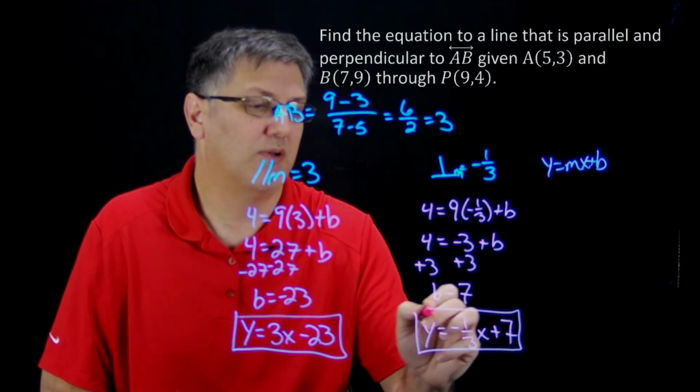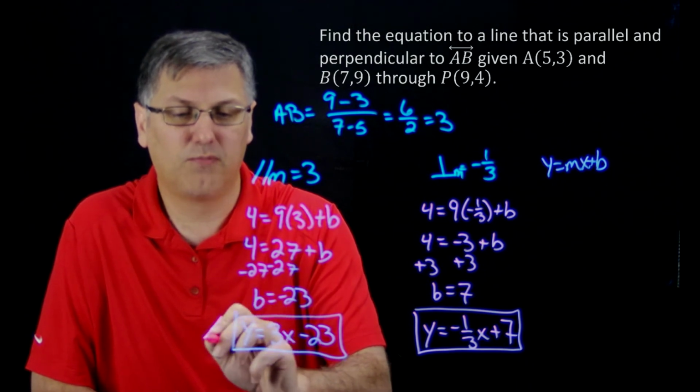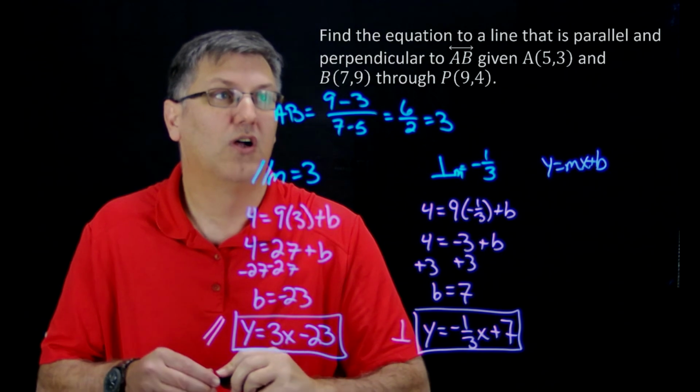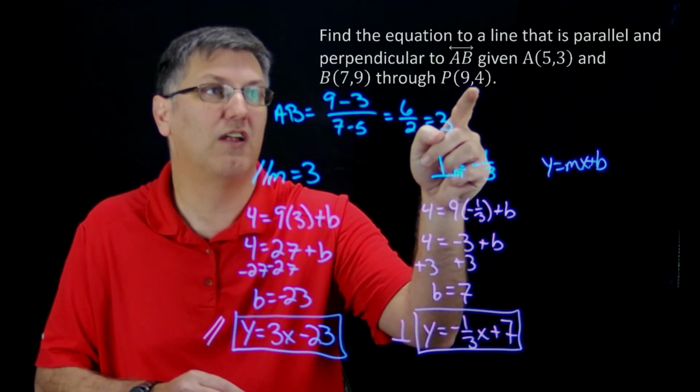Here is my perpendicular. So this one right here is parallel. This line right here is perpendicular. They both pass through my given point P, which is (9, 4) right here.